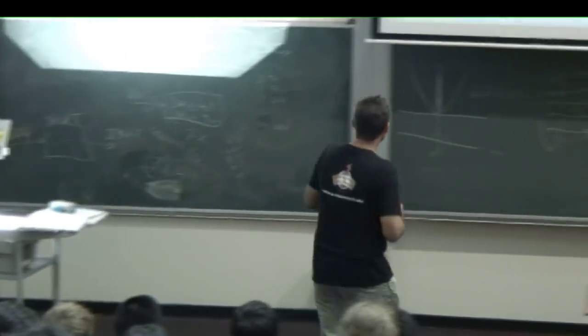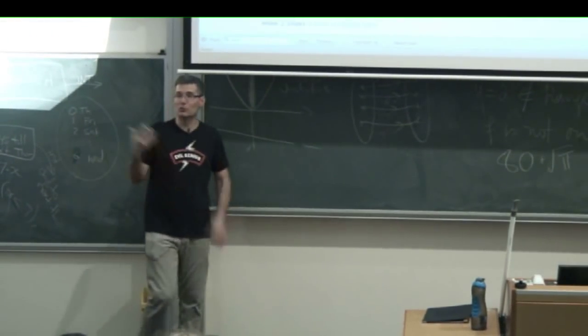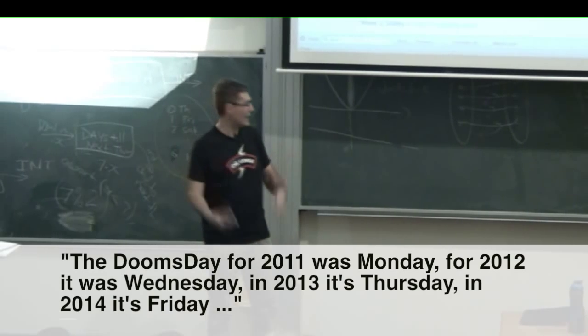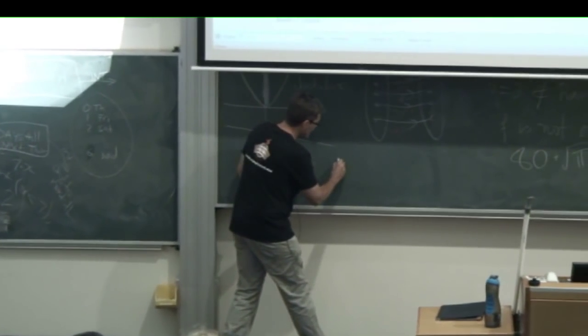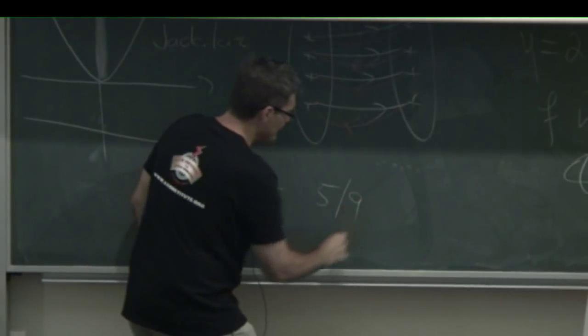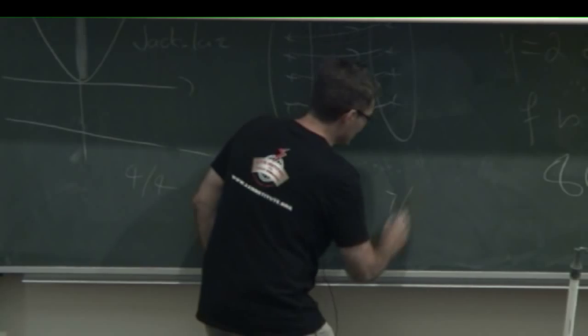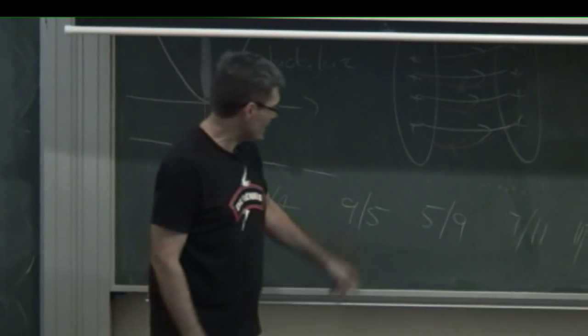He also noticed this, that same day, which he called the doomsday, every year has a doomsday, the doomsday for this year is Monday, the 4th of the 4th is the same day as the 9th of the 5th, and the 5th of the 9th, and the 7th of the 11th, and the 11th of the 7th. Which I always remember by saying, as everyone does, I work 9 to 5 at the 7-Eleven.